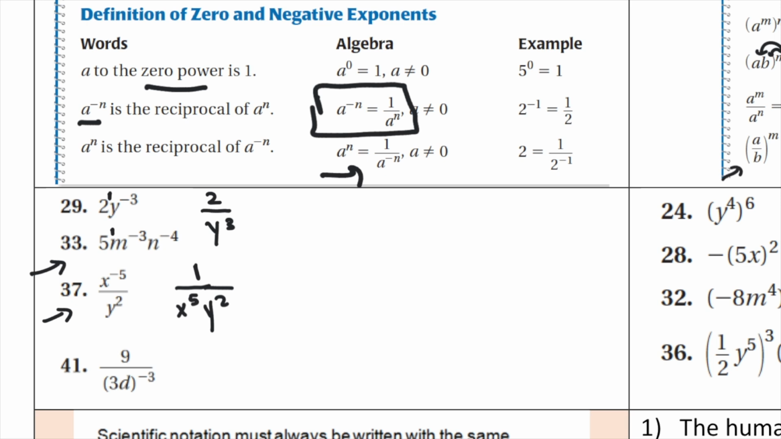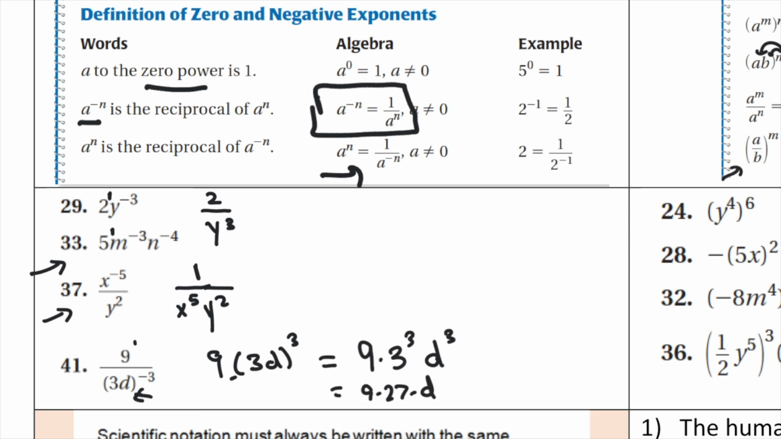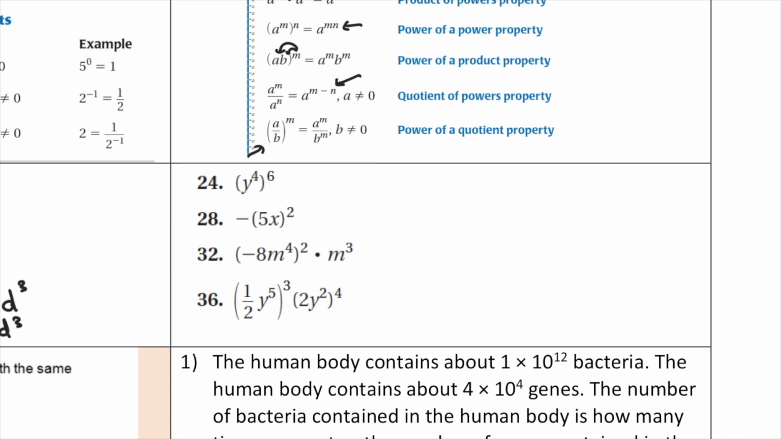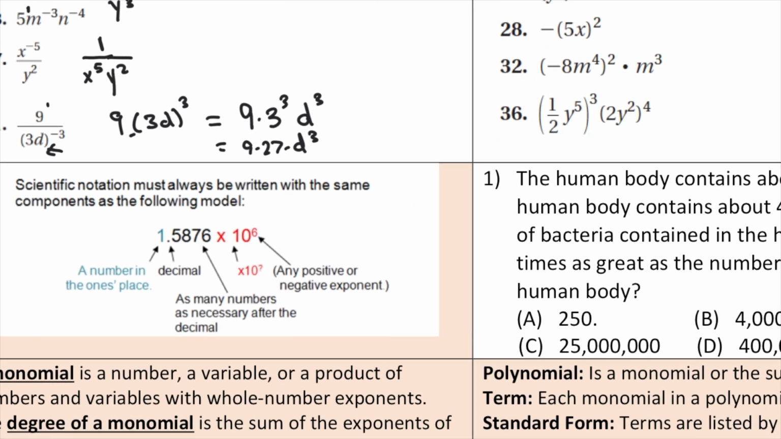41, we're going to take our exponent that's in your denominator and move it to the numerator. So we have 3d to the third power. The 9 is to the first power, so it stays right where we have it. Use your rules now. So we have 3 to the third power multiplied by that 9, and we also have d to the third. So next you will multiply 9 times 27 times d to the third. Once you've completed that problem, give questions numbers 24 through 36 a try.